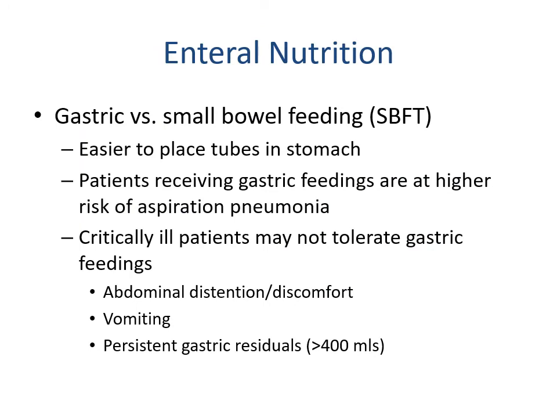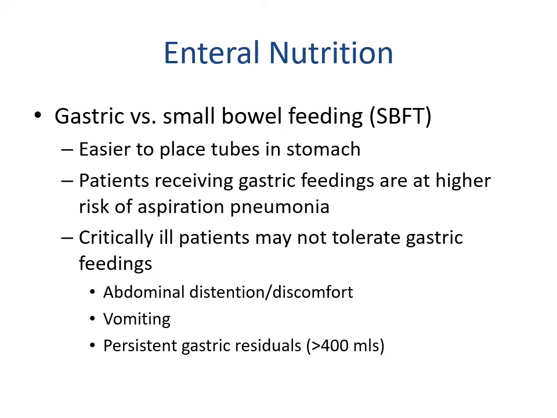So again, we've talked about where these can start and end. They can start in the nose or they can go through the skin. But how do we determine if we're going to use the stomach or the small intestine? The tubes are easier to place into the stomach, but patients receiving gastric feeds, or feeds into the stomach, are at higher risk of aspiration pneumonia, and critically ill patients may not tolerate feeds in the stomach. So they may experience abdominal distension or discomfort. We may have vomiting or persistent gastric residuals, which is the amount of food or fluids left in the stomach, greater than 400 milliliters.